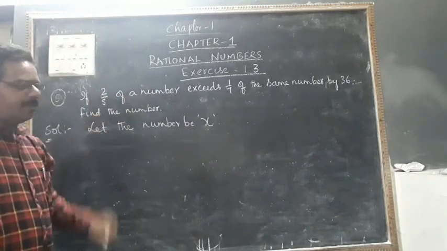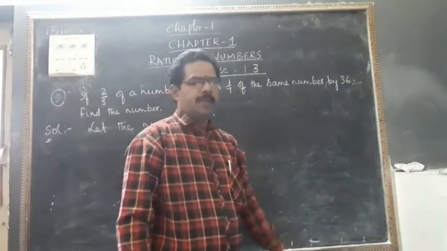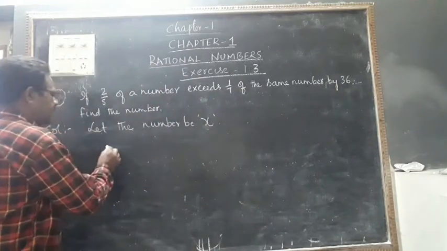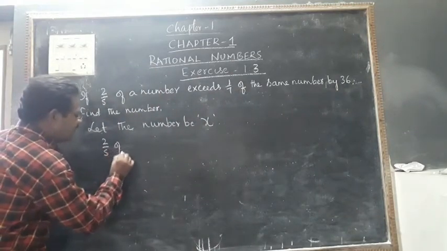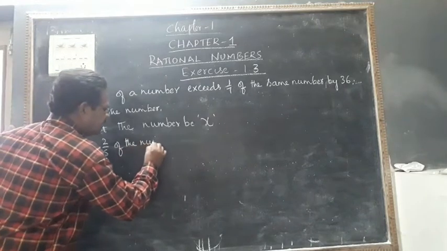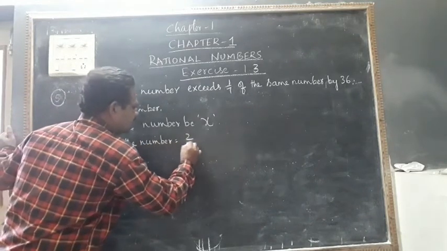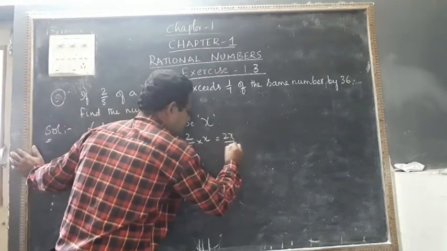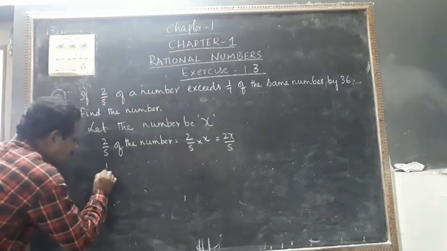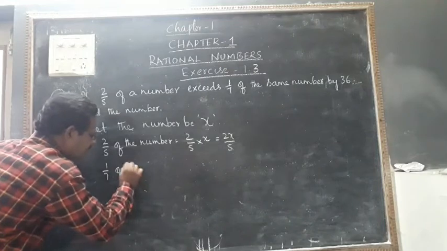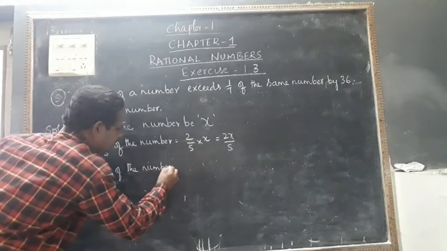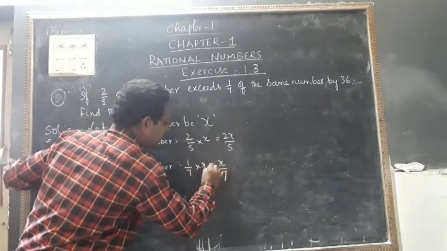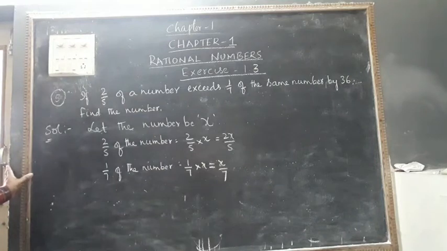2 by 5 of that number and 1 by 7 of the same number. First we will find out, then that should exceed 36. That means 2 by 5 of the number is equal to 2 by 5 into x. This is equal to 2x by 5. Next, 1 by 7 of the same number means 1 by 7 into x is equal to 1x by 7, that can be written as x by 7.